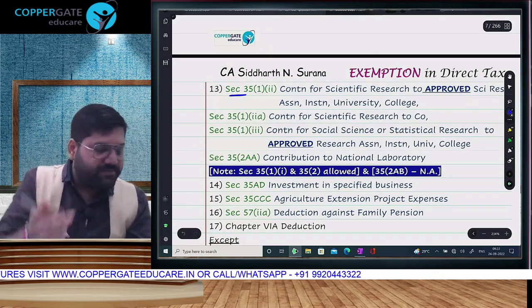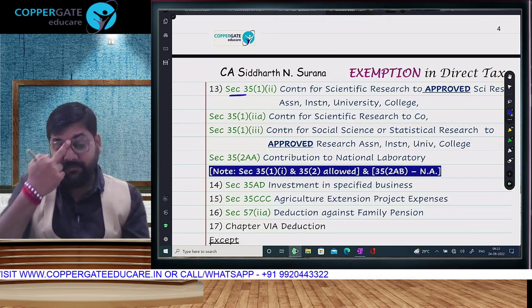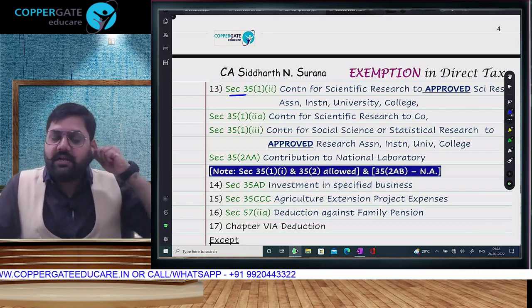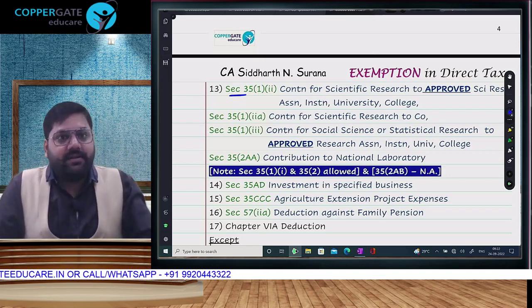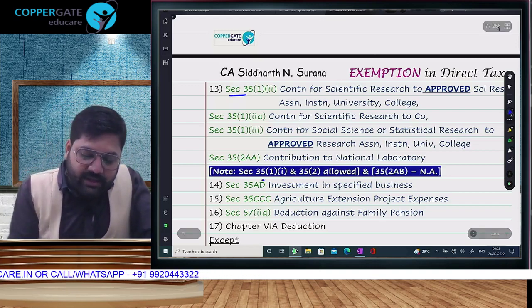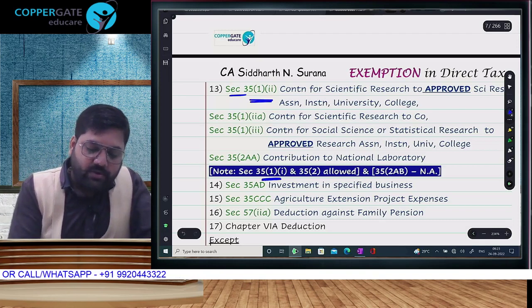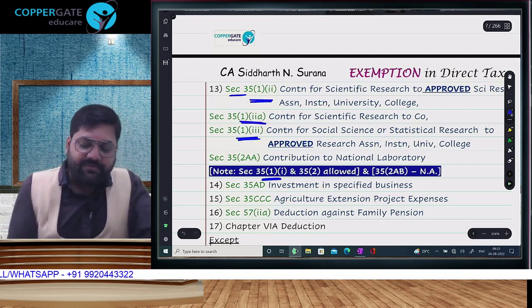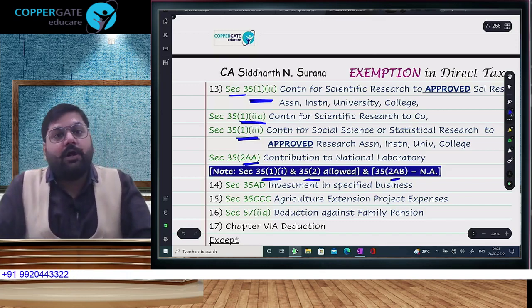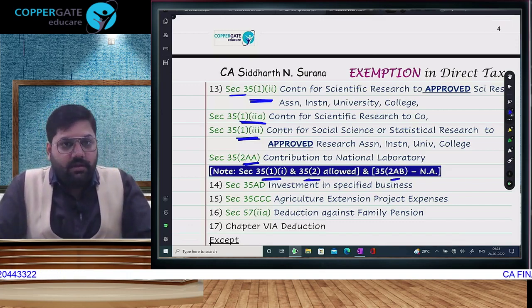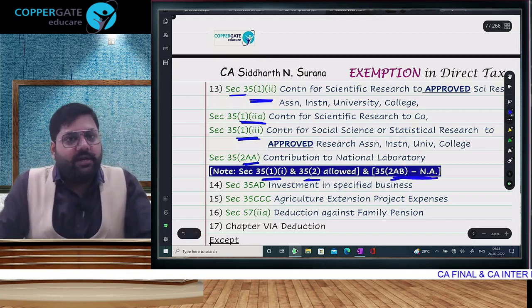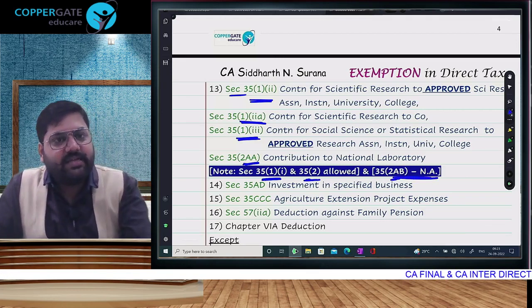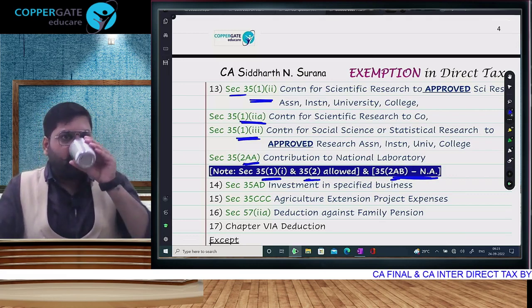Section 35, one of the important sections of PGBP, where we get deduction on scientific research. Section 35 has got 7 categories like 35(1)(i), 35(1)(ii), 35(1)(iii), 35(1)(iia), 35(2AA), 35(2), 35(2AB). Total how many? 7. Listen carefully. Out of the 7, 35(2AB) is only for companies. That means, can I say in 115BAC it is irrelevant?